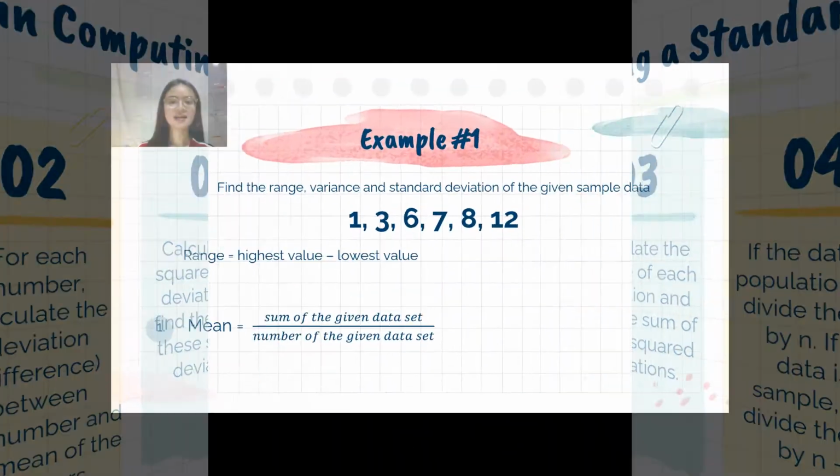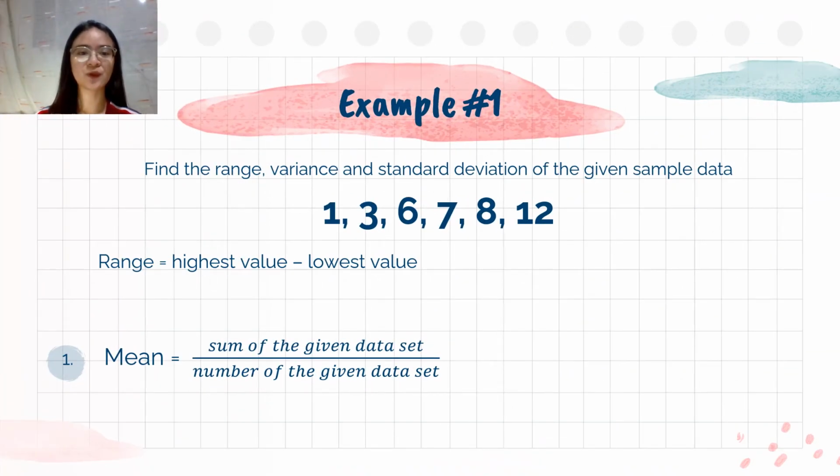So, example number 1. Find the range, the variance, and the standard deviation of the given sample data: 1, 3, 6, 7, 8, and 12. We should get first the range, which is range equals highest value minus the lowest value. Range equals 12, which is the highest value, minus 1, the lowest value, equals 11.